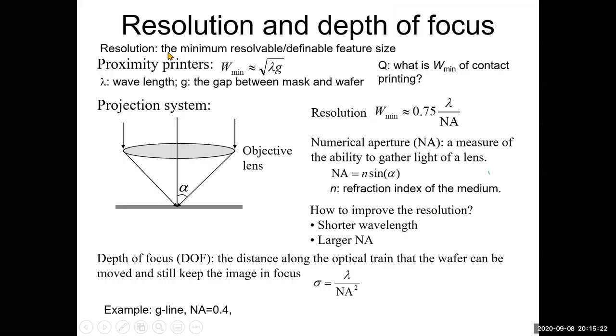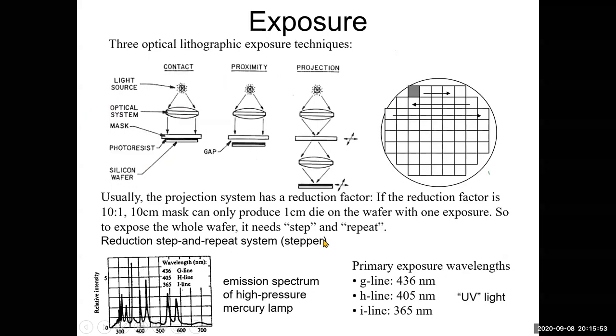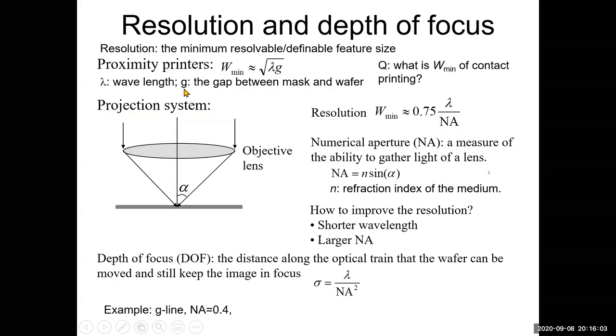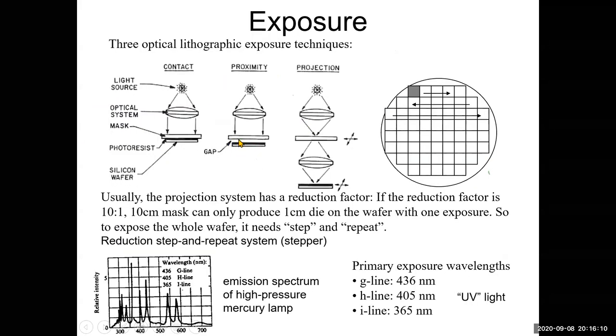Resolution is the minimum resolvable or definable feature size. For proximity printers, the minimum feature size, W minimum, is approximately equal to the square root of lambda times G. Lambda is the wavelength. For example, previously we mentioned G line, H line, I line, 365 nanometer, the wavelength of the UV light used. And G is the gap between the mask and the wafer, this gap.